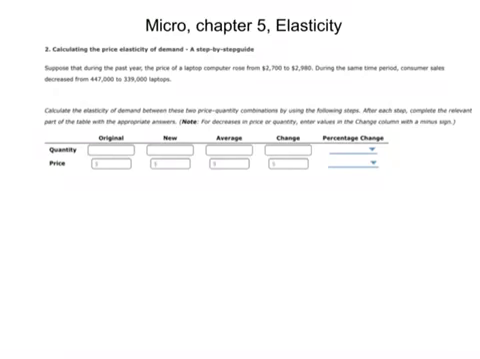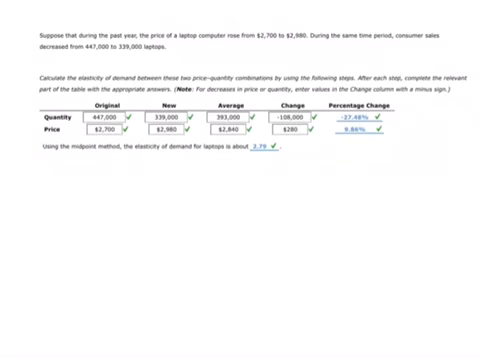So price increase, quantity demanded goes down. The question is, by how much does it go down? Is it enough that total revenue goes up, or does total revenue go down? So the first half of this problem is just putting the numbers in.